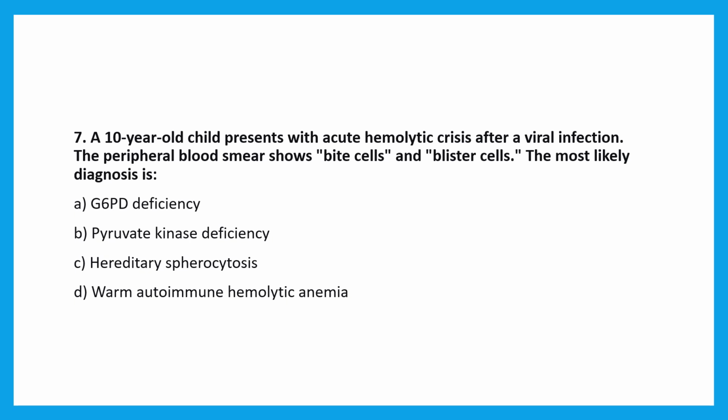Then number 6, a 10-year-old child presents with acute hemolytic crisis after a viral infection. Okay, viral infection, acute hemolytic crisis. And this one is just a child, a 10-year-old child. The peripheral blood smear shows bite cells and also blister cells. The most likely diagnosis is what? All right, so an acute hemolytic crisis that we're seeing here is triggered by an infection.